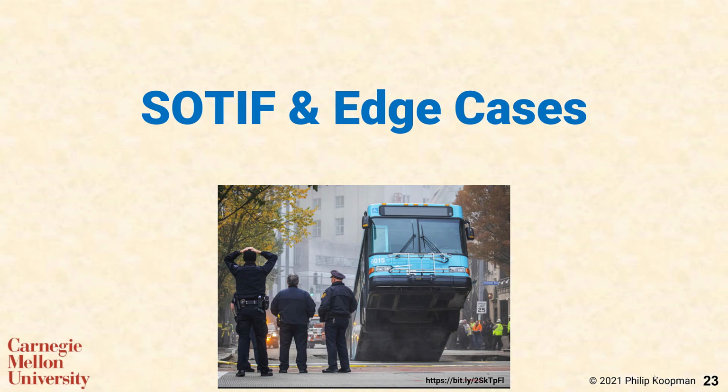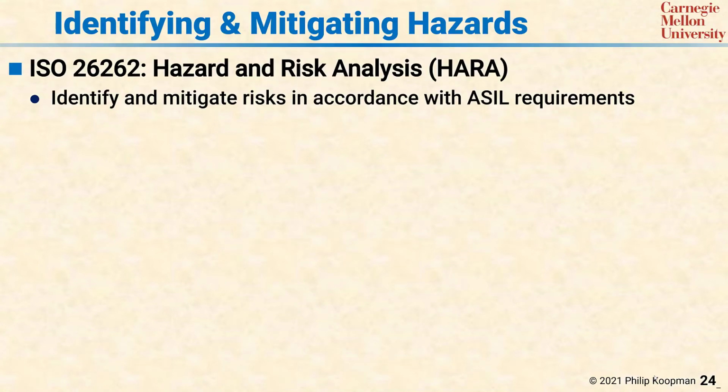Another aspect of software safety for vehicle automation is dealing with safety of the intended function, SOTIF, and edge cases. A general approach of any safety standard is to identify and mitigate hazards. In ISO 26262, which is a conventional automotive functional safety standard, this is done using hazard and risk analysis, HARA. The idea here is to identify and mitigate risks in accordance with Automotive Safety Integrity Level requirements, ASIL requirements.